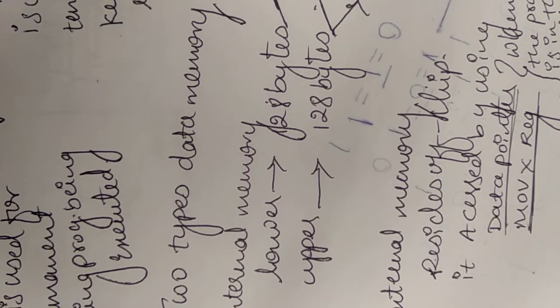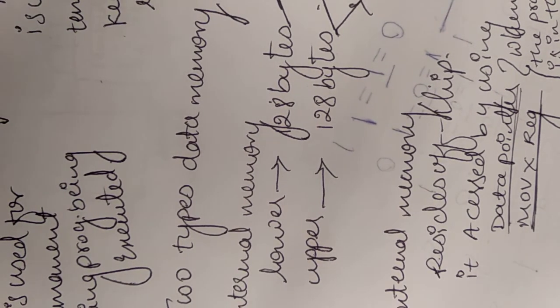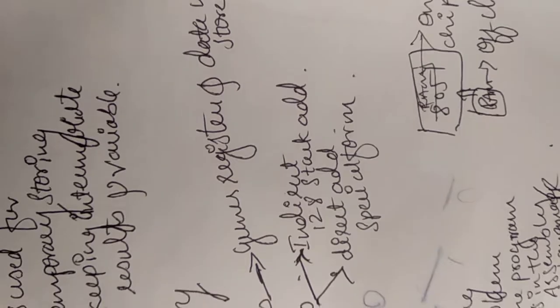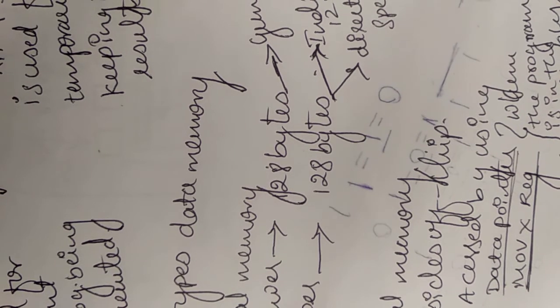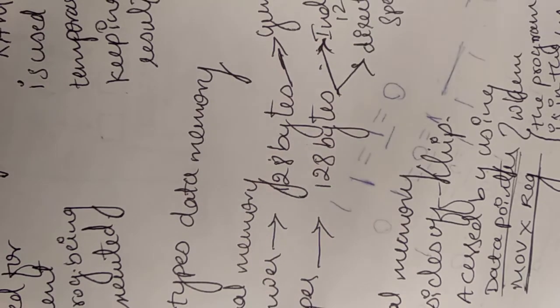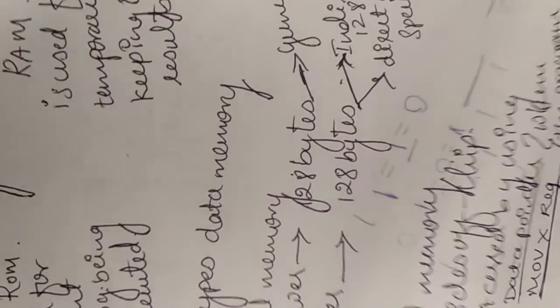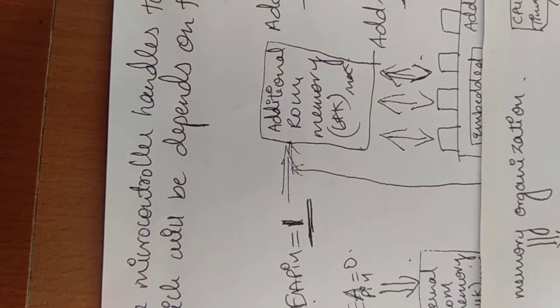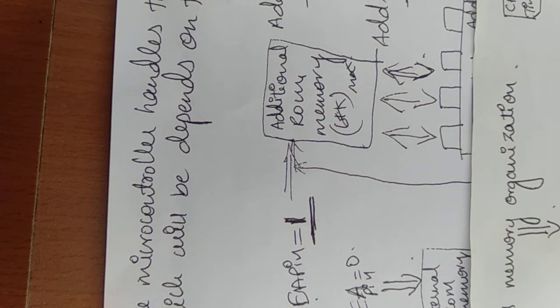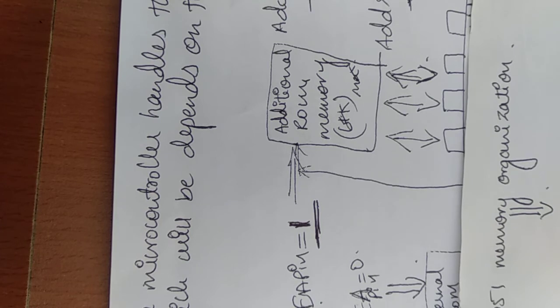External memory resides off chip. Already we know what on chip and off chip mean. It is accessed using the data pointer and MOVX register when the program is in assembly language. The limit for this program is 128 bytes. After that we studied how the microcontroller handles the external memory, which depends on the external access pin.